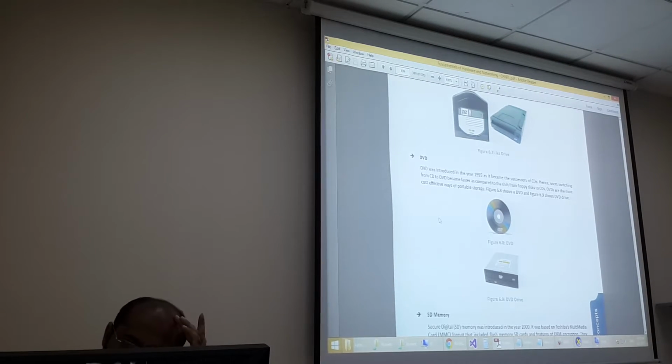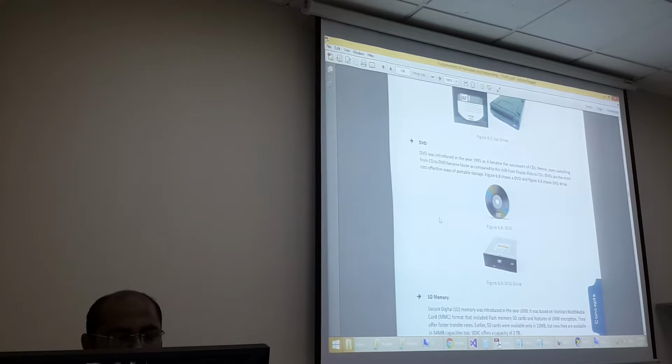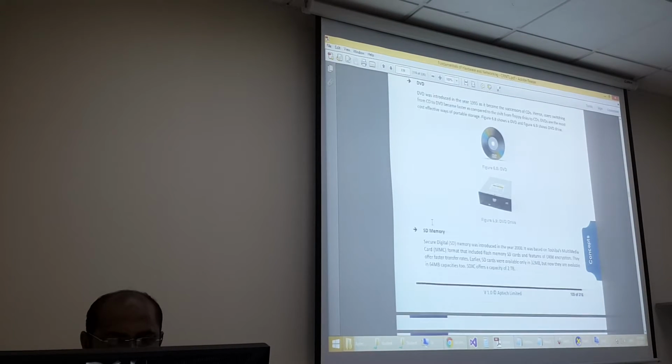DVDs. How is a DVD different from a CD? It has more memory space. How much can a DVD store? Around 4 gigs is standard, or some 2 gig. And the quality-wise it's also better, right? Digital video disc.